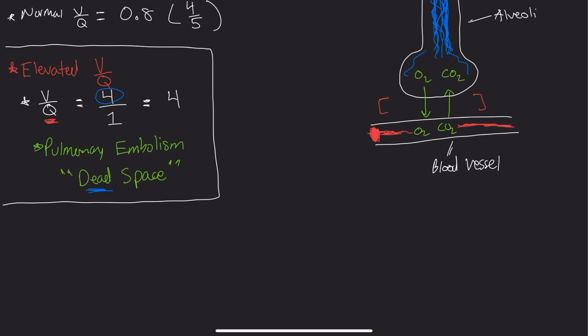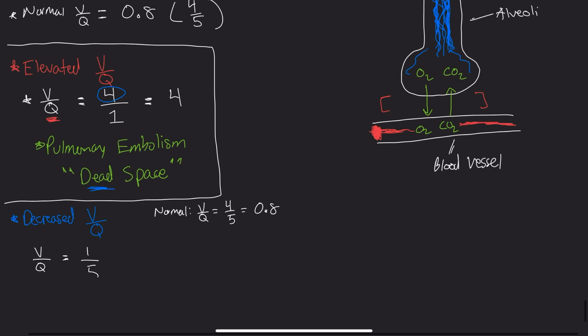And now let's talk about decreased VQ. Okay, so once again, remember our normal VQ: ventilation of 4, perfusion of 5, 0.8. So now we'll get a value lower than that. What will happen here with the decreased ratio is you're going to get a decrease in your ventilation. It's normally 4, so let's make it really easy on ourselves and drop it all the way down to 1. Perfusion will stay the same. That's 5. 1 over 5 equals 0.2.